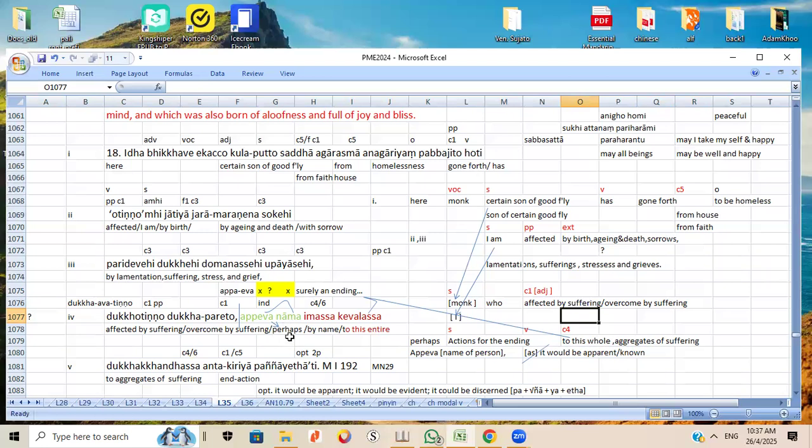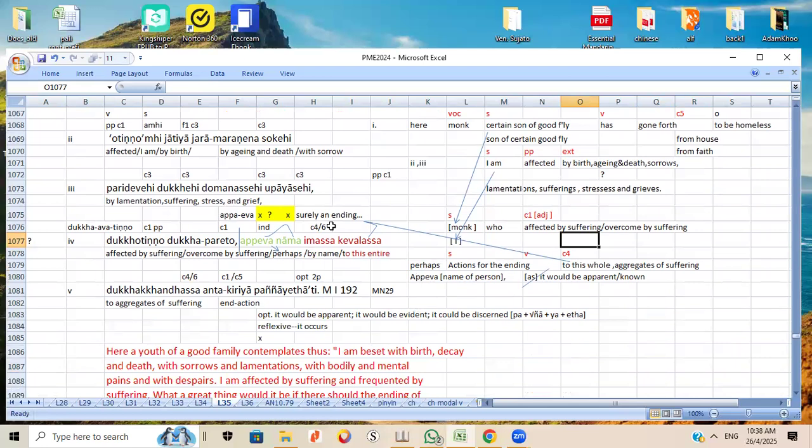I put it as "perhaps", because this is appa and eva. Appa means few, eva is only. So "perhaps" and "surely" are almost there. Now you see how we translate. Okay, after that, we go to imassa kevalassa. That means this is an adjective, so we take it as dative, to this entire. So this is descriptive of what? You see, descriptive of this.